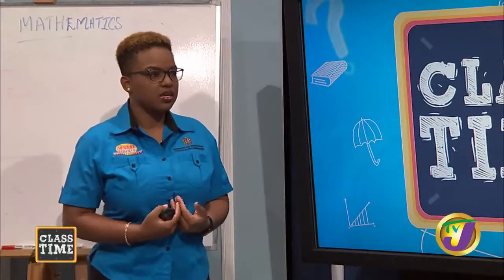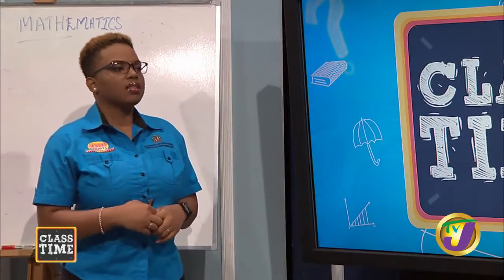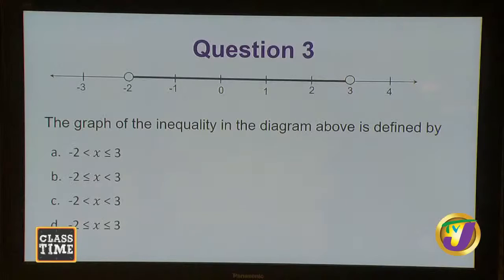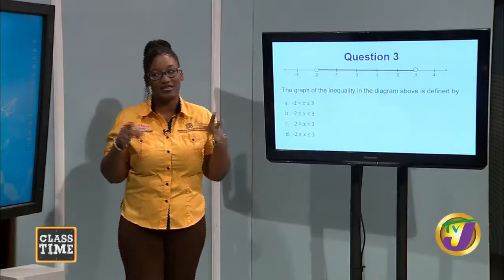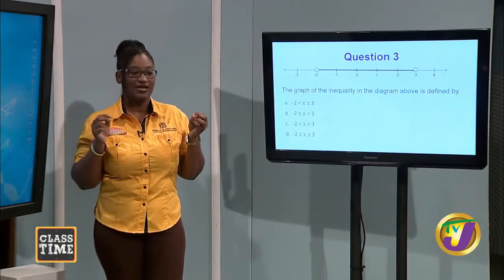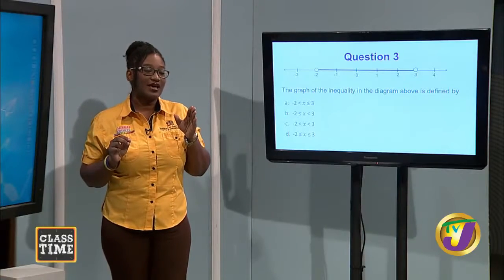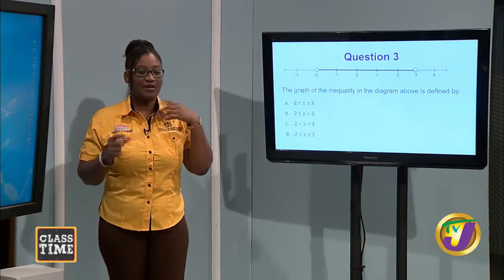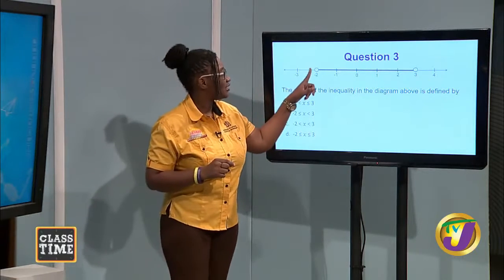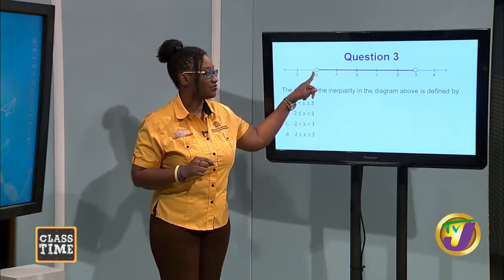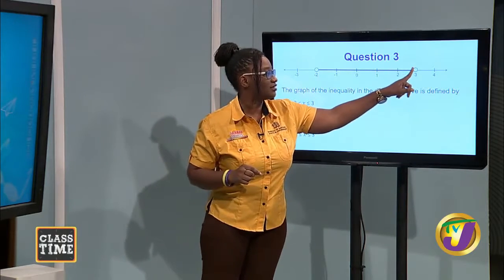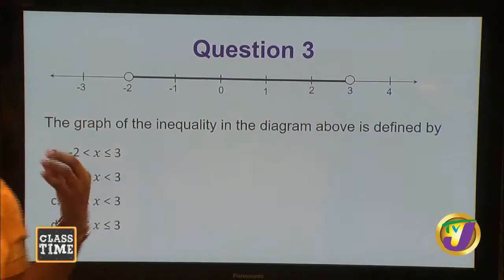So here's our third question. The graph of the inequality in the diagram above is defined by, and we need to define that graph. Let us pause a little bit and look at this with a critical eye. Great. So I'm looking at this number line here, and I'm noticing that when I look at this circle right here and this circle right here, they look identical.